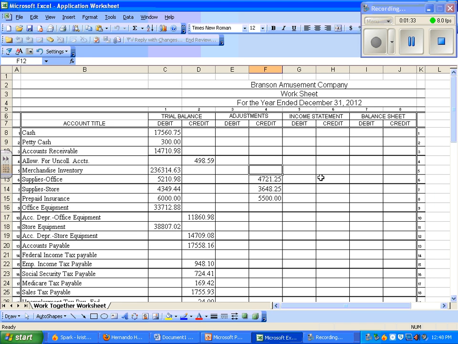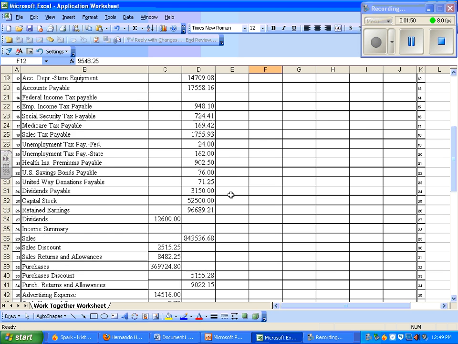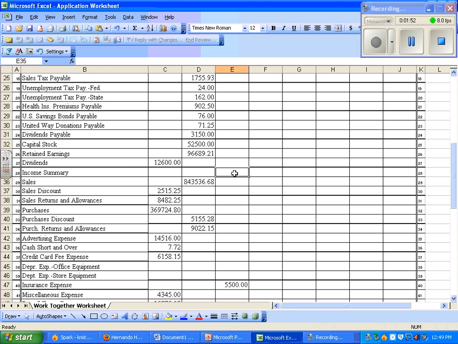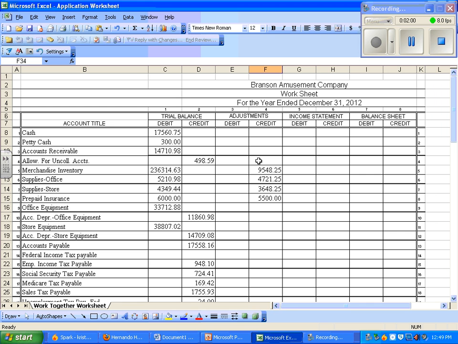So we're going to credit this merchandise inventory. We're going to adjust it with a credit of 9,548.25. That's going to reduce the merchandise inventory to make it accurately reflect the correct balance in merchandise inventory. So that's part of our adjustment. The debit side of this is going to be income summary, line 28. So you're going to put the same amount in income summary right there. Okay, so that's our adjustment for merchandise inventory.